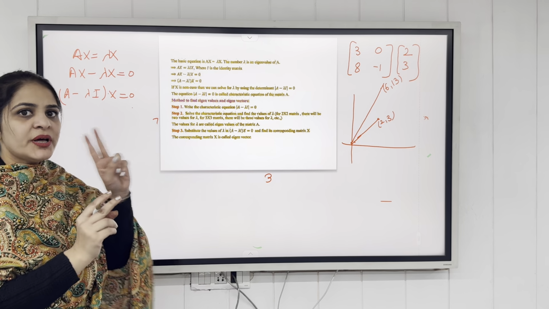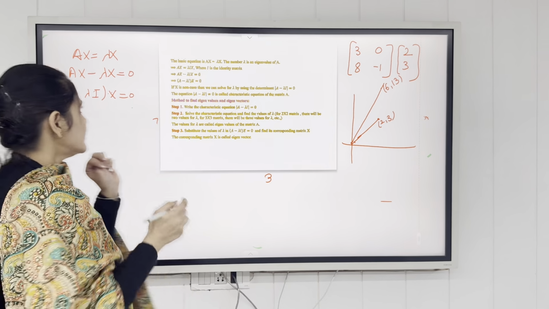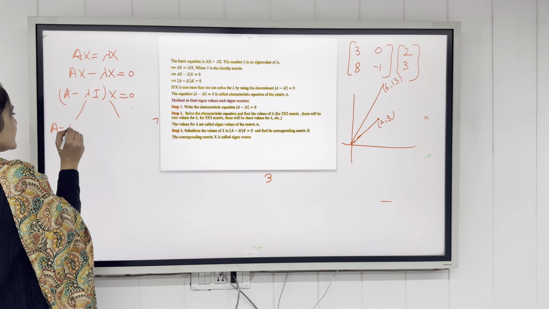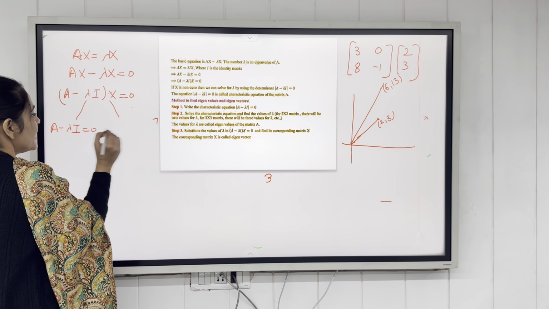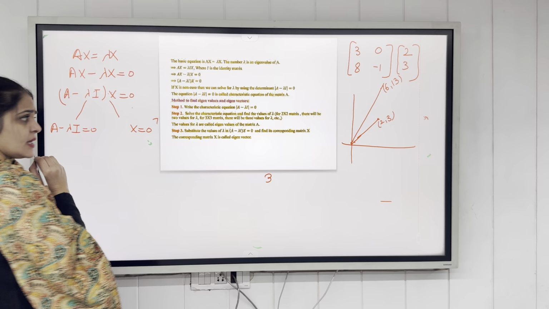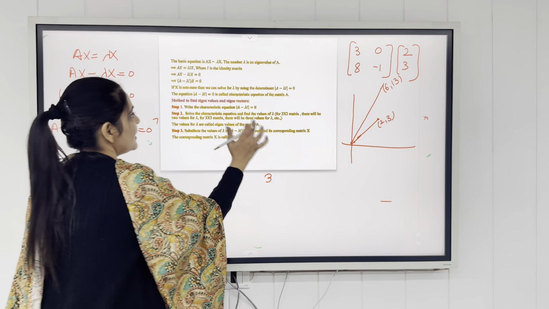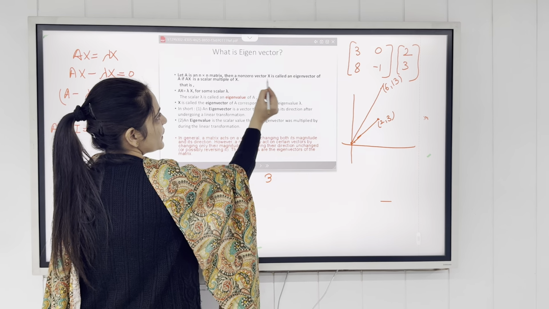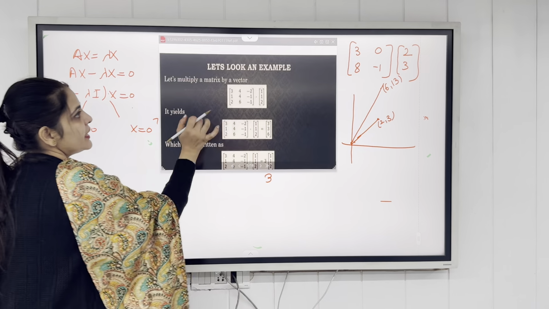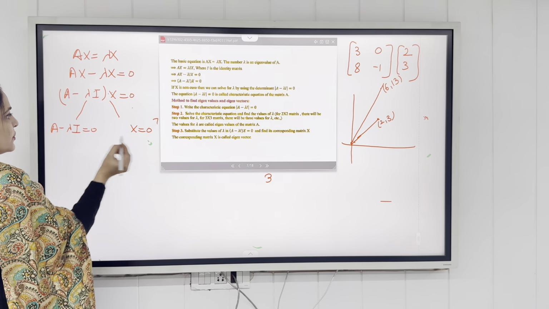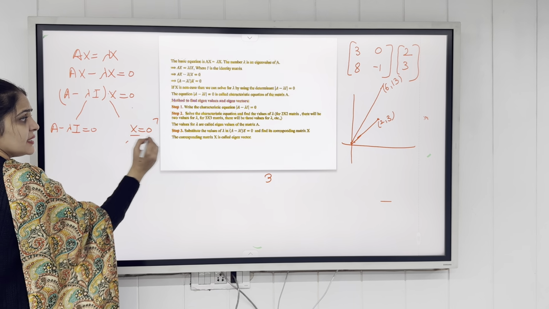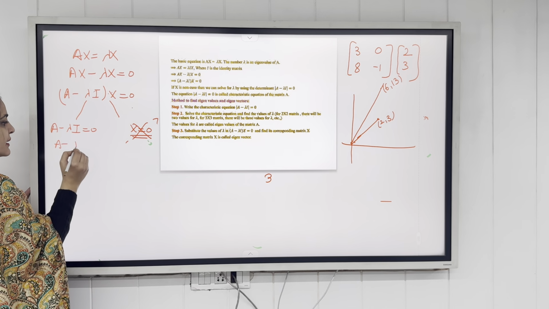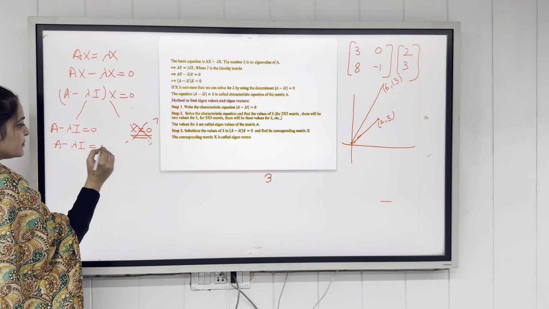We have read that if the product of two terms is 0, either the first term is 0 or the second term is 0. It means either A minus lambda I equal to 0 or x is equal to 0. But by the definition of eigenvalue and eigenvector, we have read that x is a non-zero vector. If x is non-zero, it means we cannot equate it to 0, so it will be neglected. We are left with only the term A minus lambda I equal to 0.